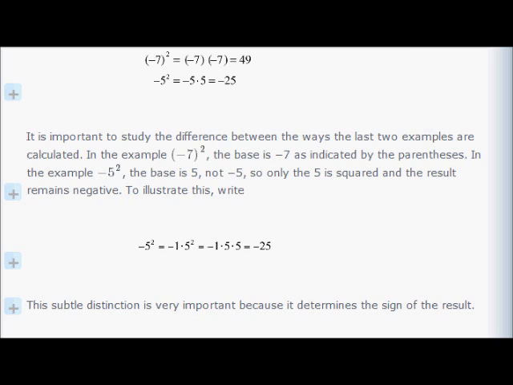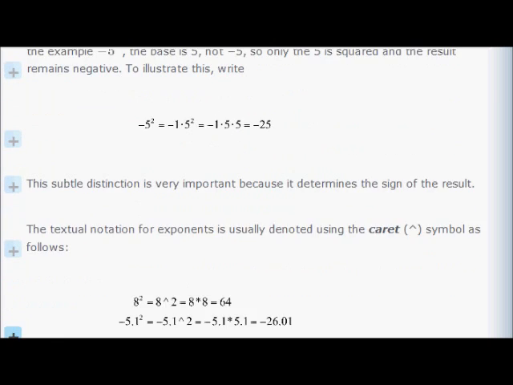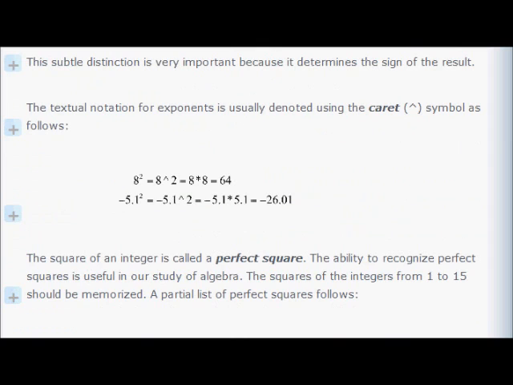Now we can see this clarified a little bit further, illustrated a bit. Negative 5 squared equals negative 1 times 5 squared, which is negative 1 times 25, which equals negative 25. And so this distinction between whether you have parentheses or not is very important because it affects the sign of the result, the positive or negative sign.